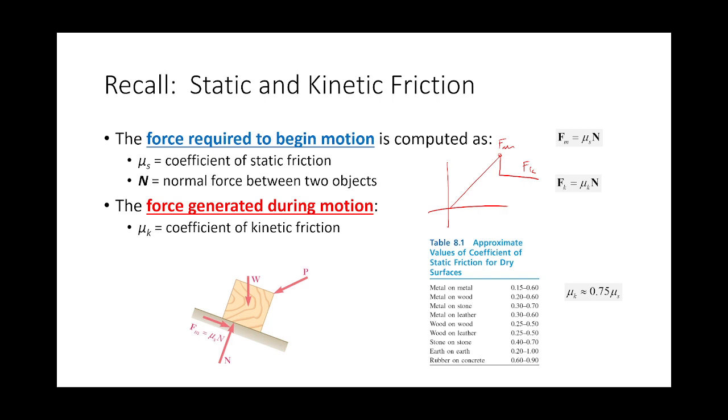So the coefficient of kinetic friction is always smaller than the coefficient of static friction. A rule of thumb is that the coefficient of kinetic friction is about 75% of the coefficient of static friction. That's not always the case. Sometimes it's 80%, sometimes it's 60%, but categorizing every permutation of contact you could think of, that's a good average.